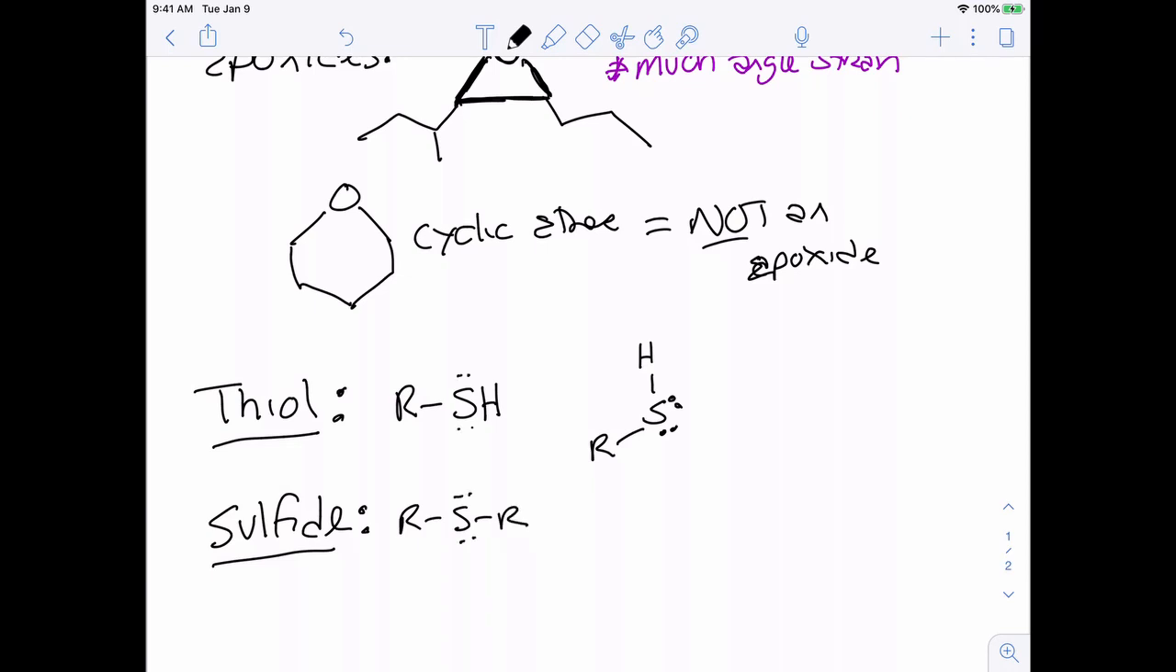So if I was to go up to my thiol picture here and just get rid of that one and put an R group there, that would be my sulfide. So similar to an ether, but replacing the oxygen with a sulfur. So just really be able to recognize those.